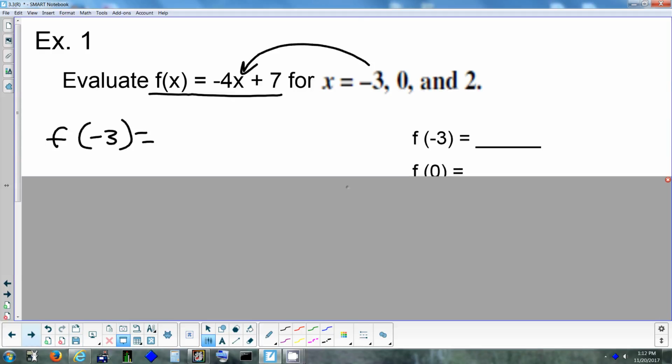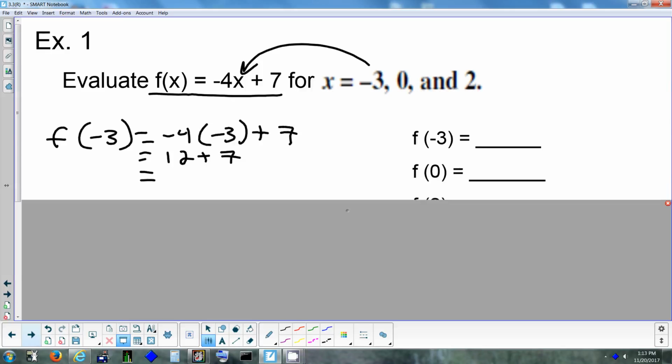I'm going to do the calculation out on the left. If you want to put all the answers in one spot nice on the right, you can. It means change all your x's to, what are we plugging in? Negative 3. And now just do out your arithmetic. What's negative 4 times negative 3? Positive 12. Plus 7 is 19. I did it.